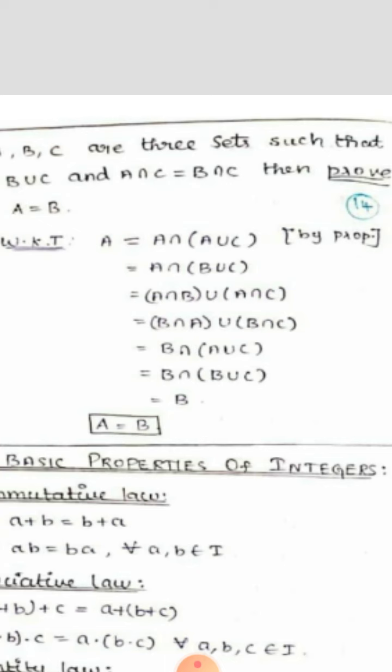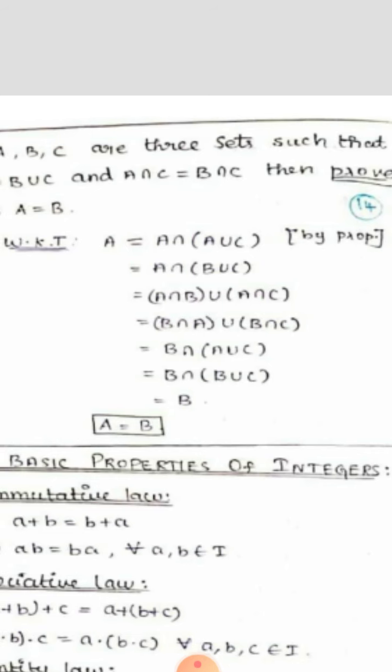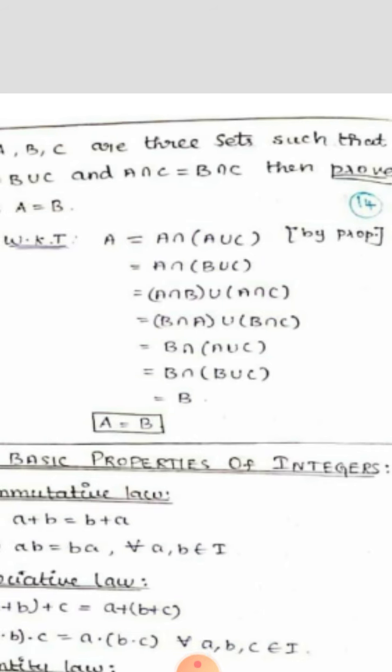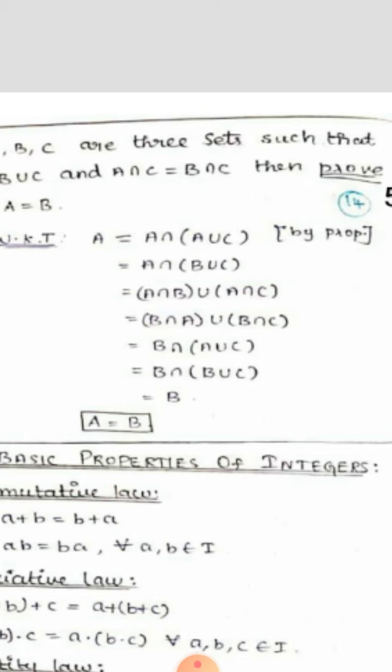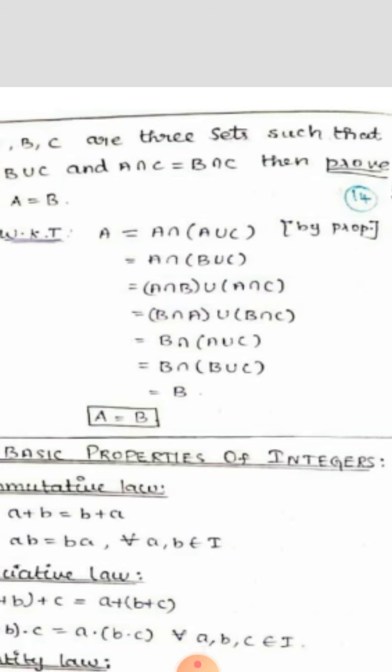And again apply the condition. What condition? A intersection C is equal to B intersection C. So A intersection B is nothing but B intersection A, and A intersection C is equal to B intersection C. And next, B intersection of A union C is nothing but B intersection of B union C. That is nothing but B. Therefore, A is equal to B.